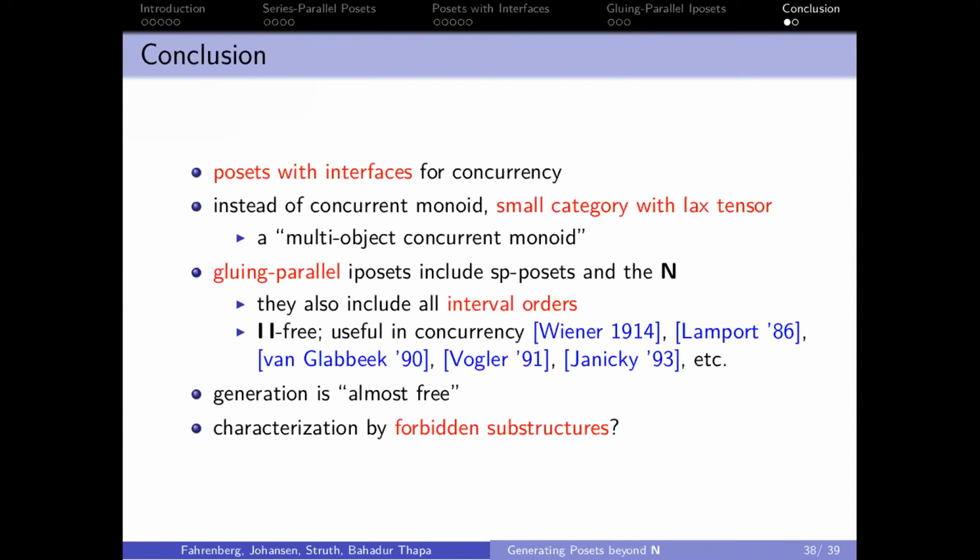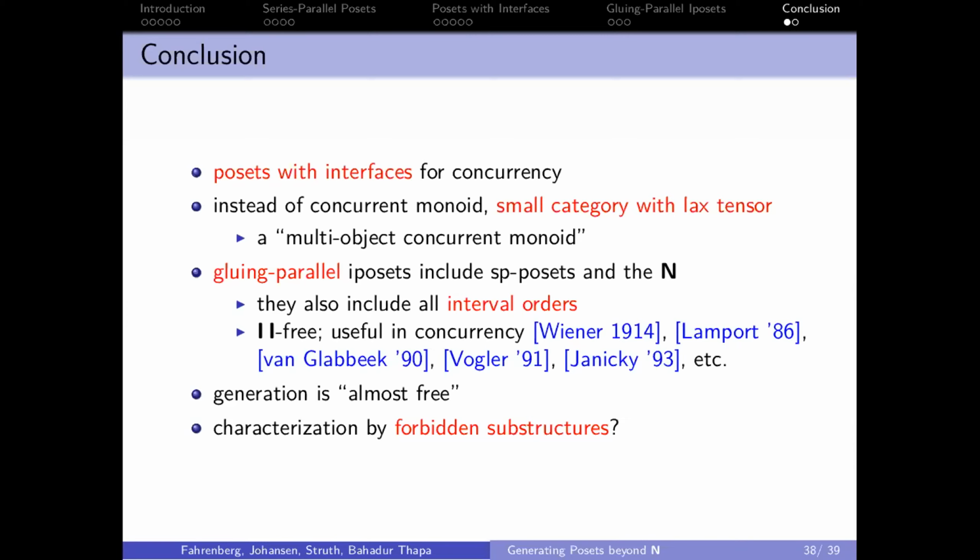Speaking of which, let me come to the conclusion. What you have seen is a proposal of posets with interfaces for concurrency, which instead of a concurrent monoid gets us a small category with Lux tensor, which incidentally is also what you would call a multi-object concurrent monoid. So if you extend concurrent monoids to multi-objects, you would precisely arrive at our notion.